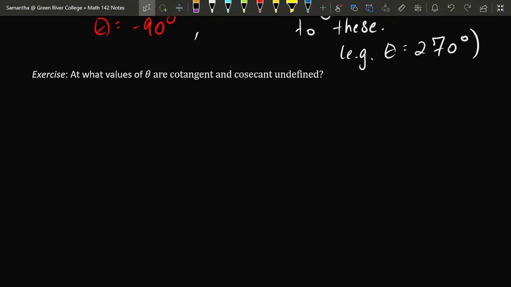What about cotangent and cosecant? What values of theta are not allowed to be plugged into these functions? What values of theta would cause these functions to become undefined?